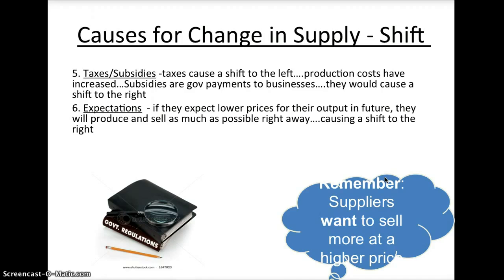Expectations, right? So if producers expect lower prices in the future, they're going to produce as much as they can and sell as much right now because they want to make more money on the more expensive prices now.